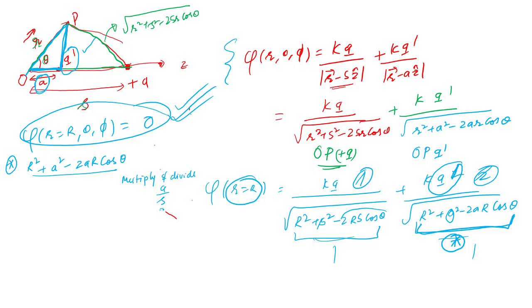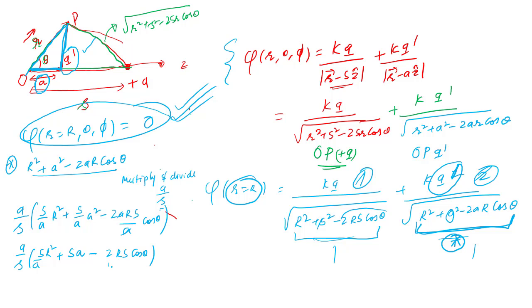So we're going to multiply and divide by a by s, or pull out a by s as a common factor. Then I would get s by a r squared plus s by a times a squared minus 2ar s by a cosine theta, right? So that would give me a by s times (s by a r squared plus sa minus 2rs cosine theta). So you can see that we changed the cosine theta term by pulling out a by s.